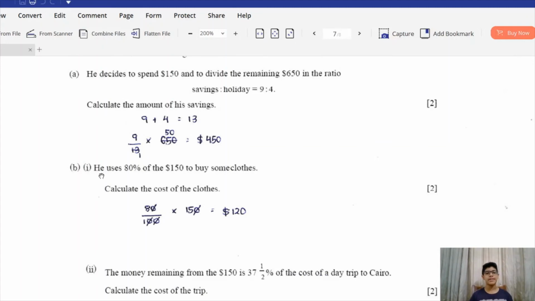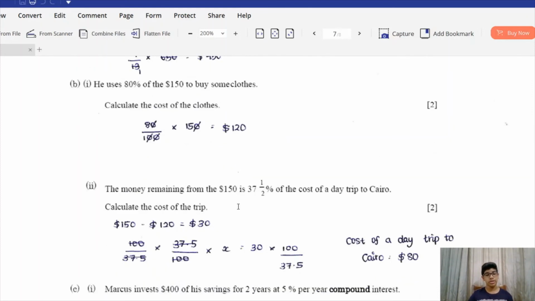Part B, Roman 1. He uses 80% of the $150 to buy some clothes. So they generally ask us to calculate the cost of the clothes here, and this is a very direct question, so we're just going to take 80 over 100 multiplied by 150, cut the zeros, so it's basically 8 times 15, and the final amount is $120. That's the cost of the clothes.